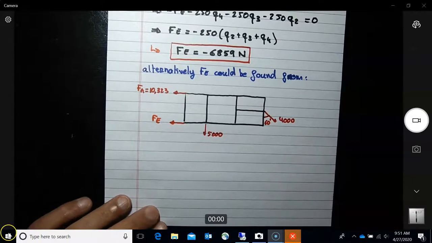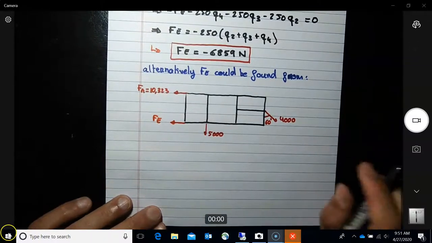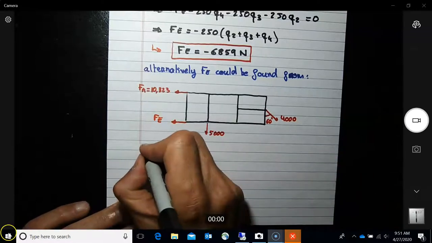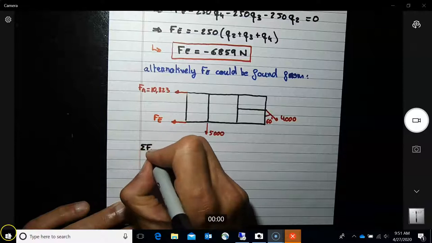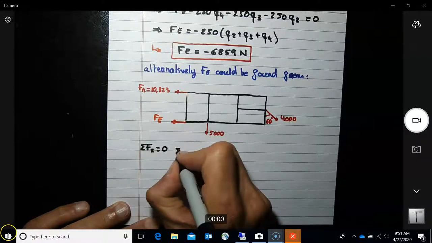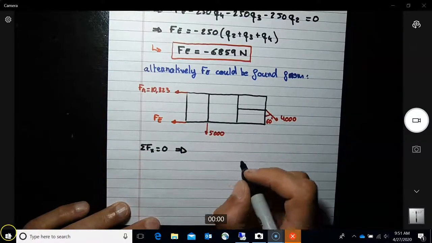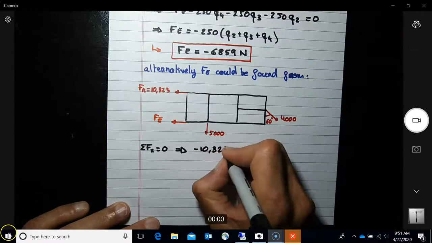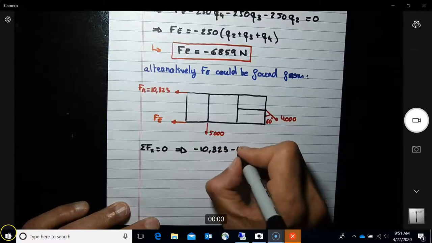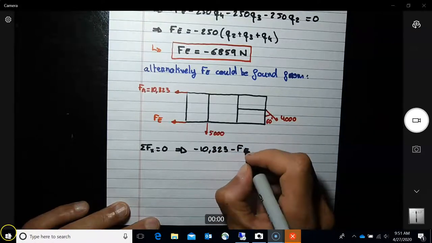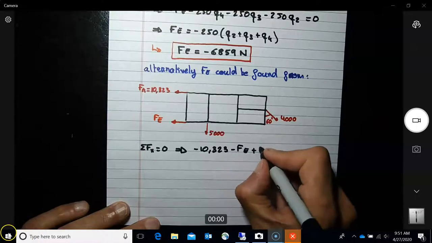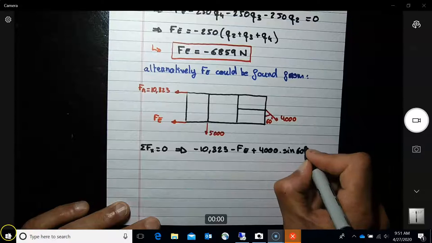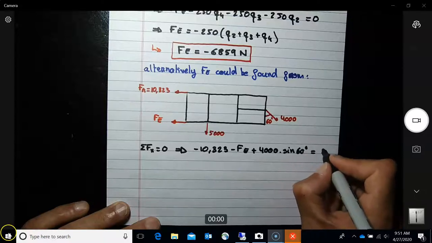Okay, so over here we could do the same thing, summation of forces on the X should give us the same result, no? So this will give us what? Minus 10,323 minus FE plus 4,000 sine 60 equal to zero.